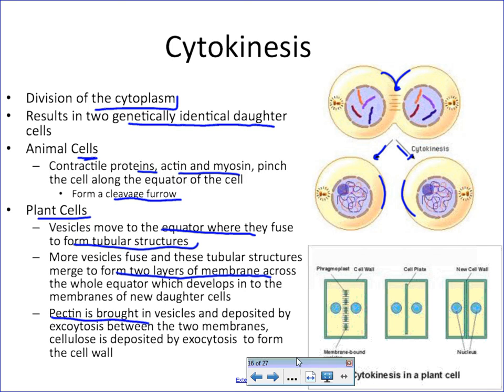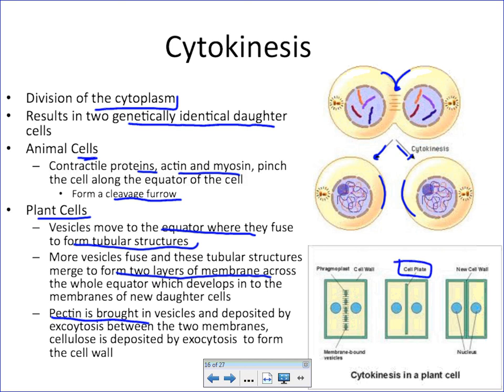Basically, the main difference between cytokinesis in a plant cell and an animal cell is that in a plant cell, instead of a cleavage furrow, you get the formation of a cell plate, which will ultimately be used to divide those two cells.